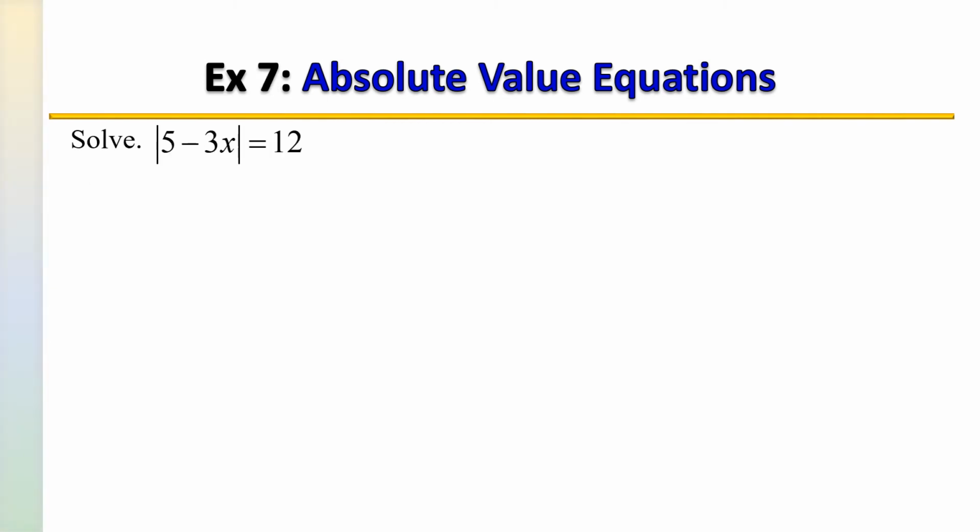In this example, we have the absolute value of 5 minus 3x equals 12. And our absolute value equals a number that's greater than 0. So we can go ahead and proceed by writing out our two equations, both the negative and the positive of that.